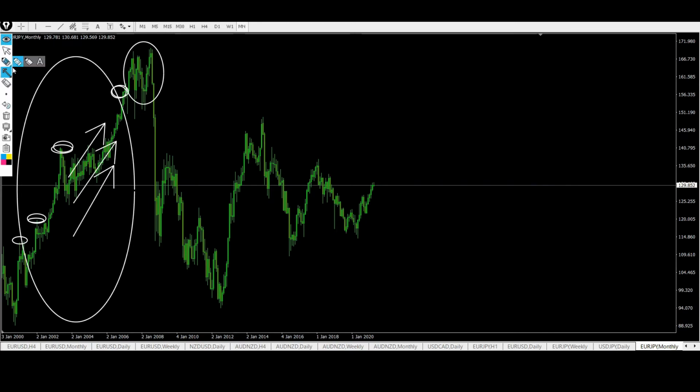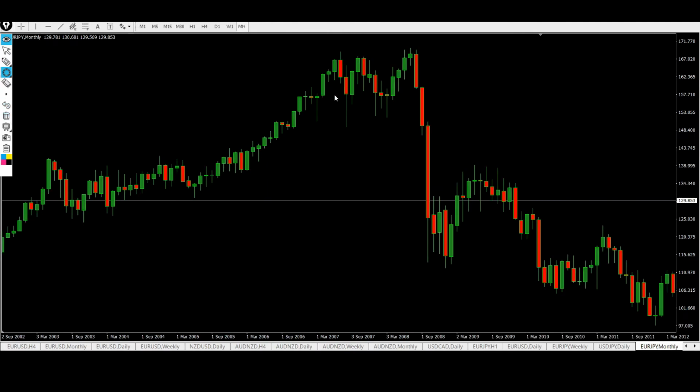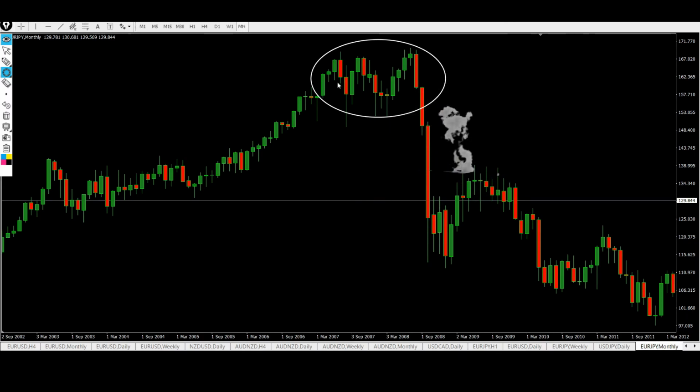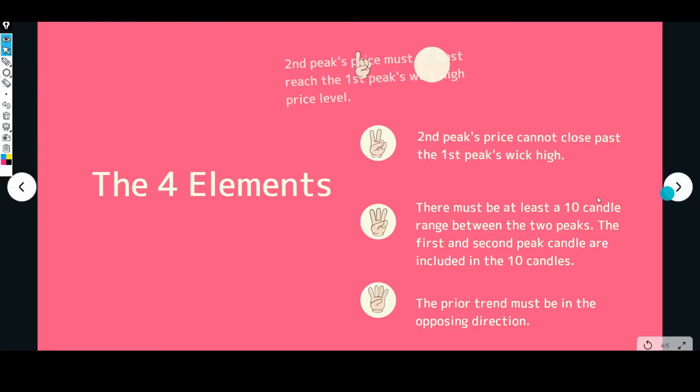Okay, so let's zoom back in. Alright, so since this double top had all the 4 elements required to make a legitimate double top pattern, it was in fact legitimate. And now let's go on to an example of a fake double top pattern. Okay, we'll go on to the next slide.